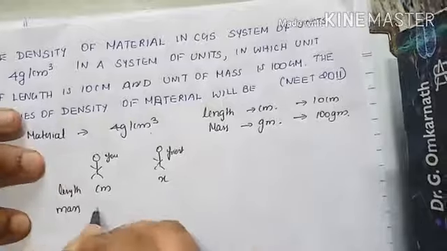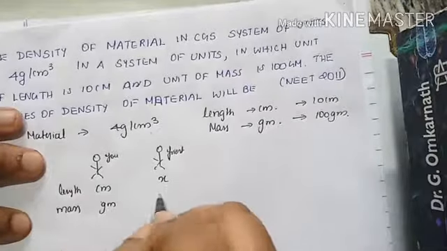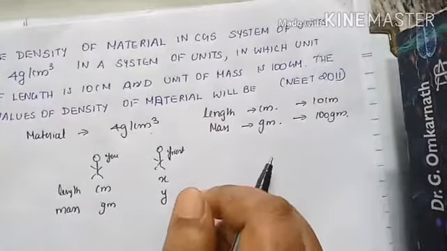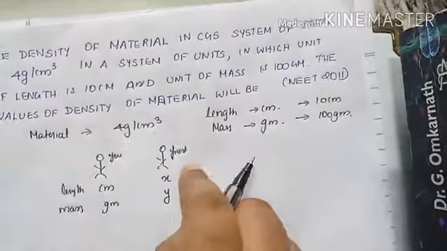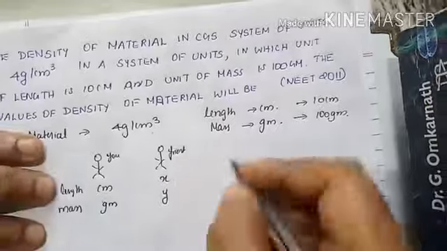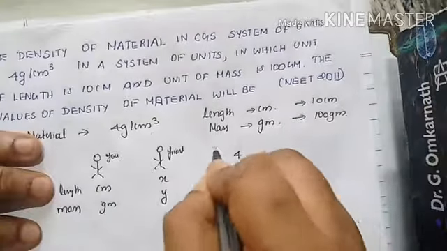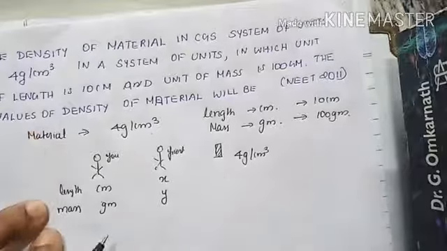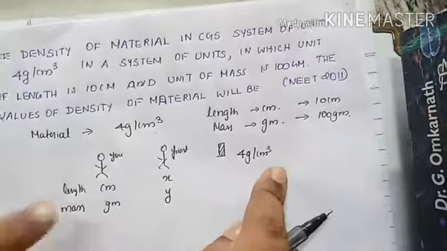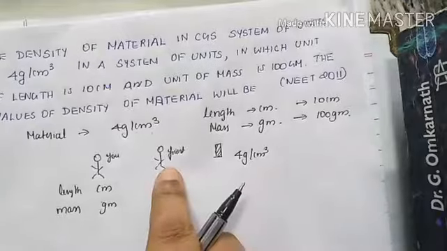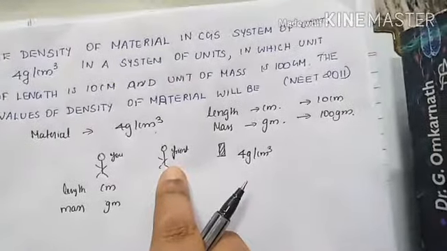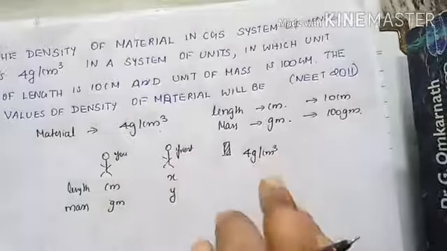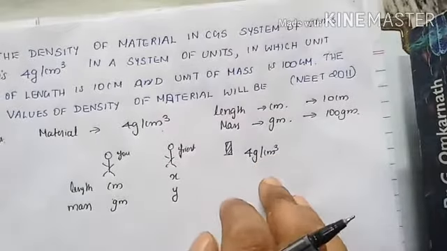Similarly, mass for you is in grams, but for your friend it is in y. This much clear? So you want to make your friend understand the density of the object. There you have an object. Let's say that rod has a density of 4 gram per centimeter cube as per you. This rod has density 4 gram per centimeter cube. And you want to make your friend understand the density of the object in his language, that is in terms of x and y. This is a concept question. This much clear?